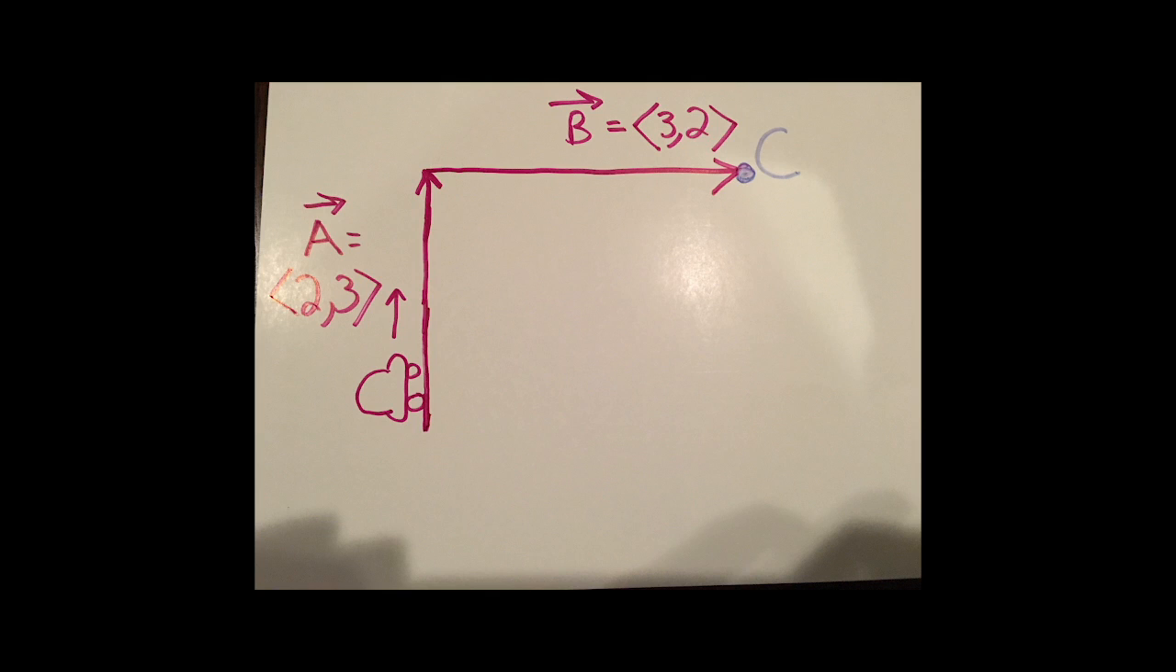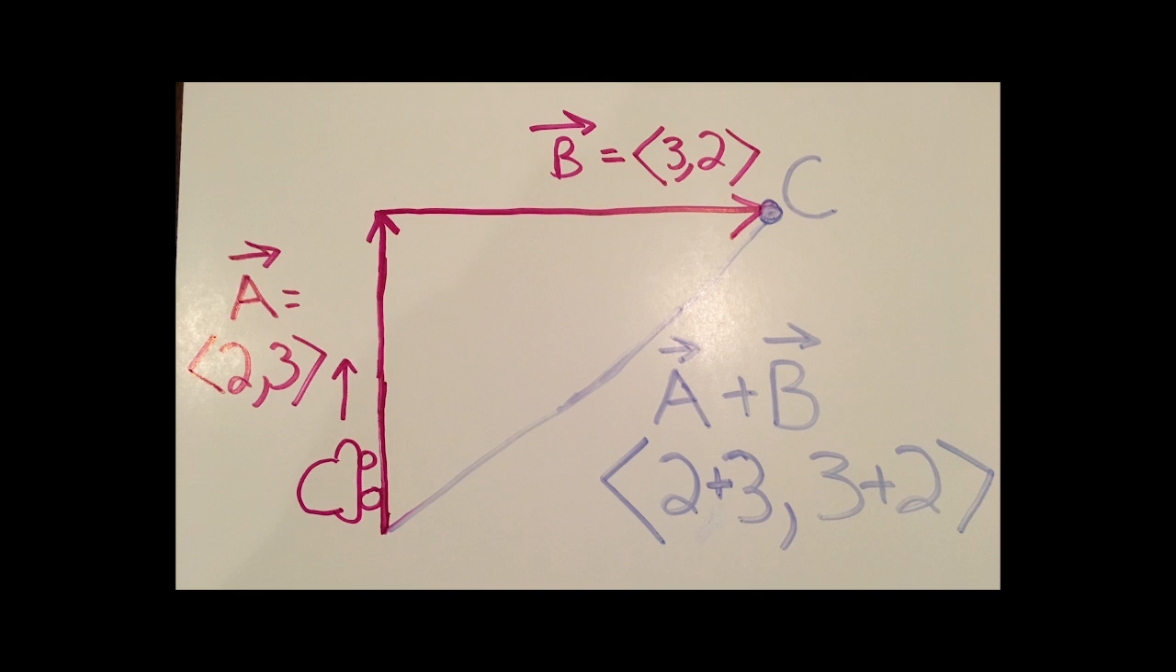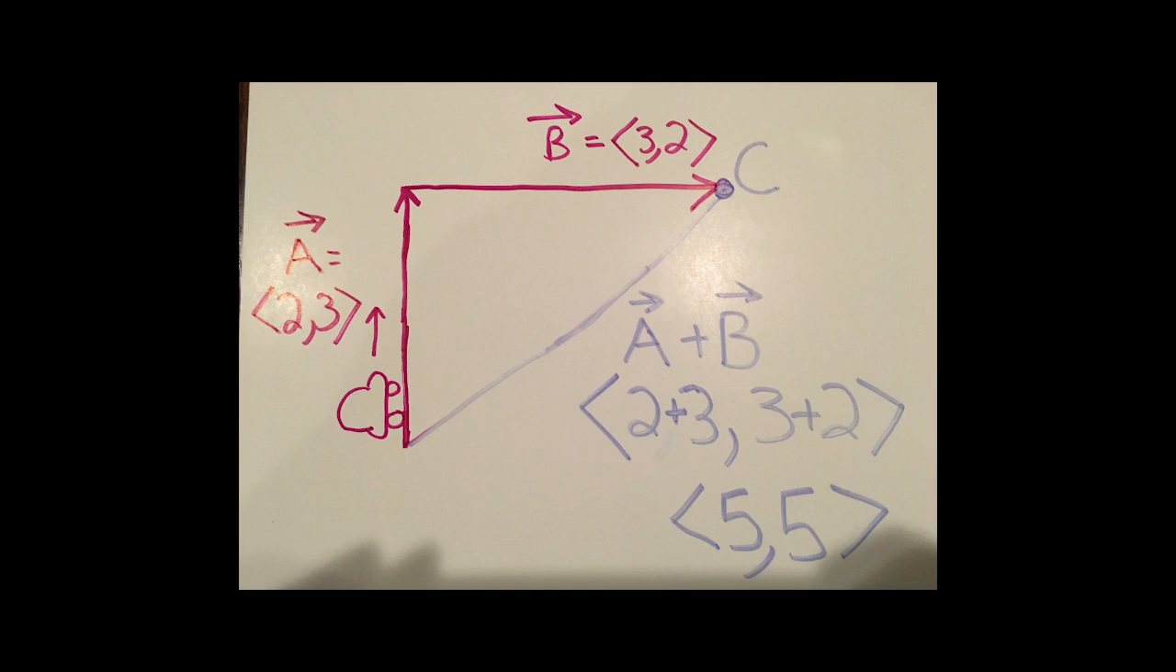Let's say you're going along the path of vector A, and then you turn and go along the path of vector B to get to point C. Well, you can get there by just simply adding those two vectors. So, to add vectors, first add the first two components of each vector. Then add the second two components of each vector. Next, you will get a new vector.